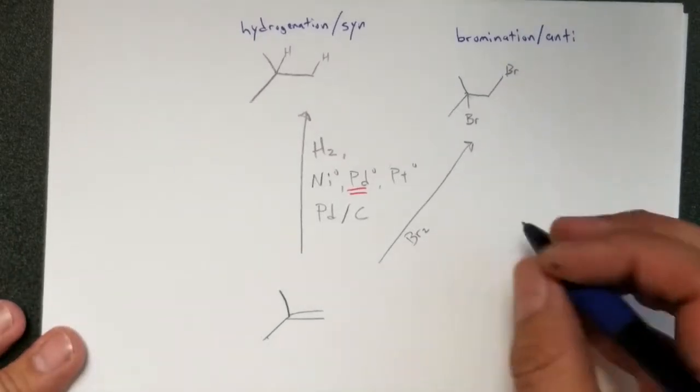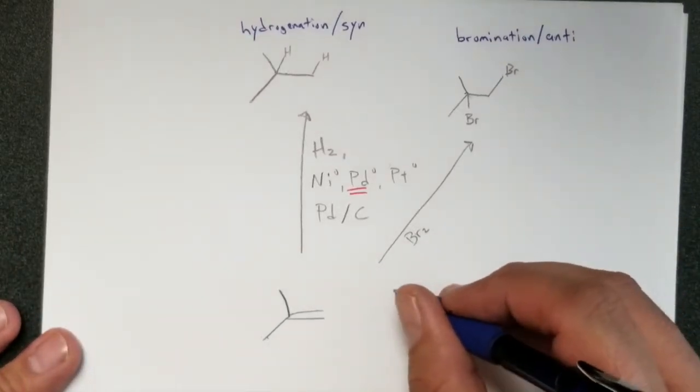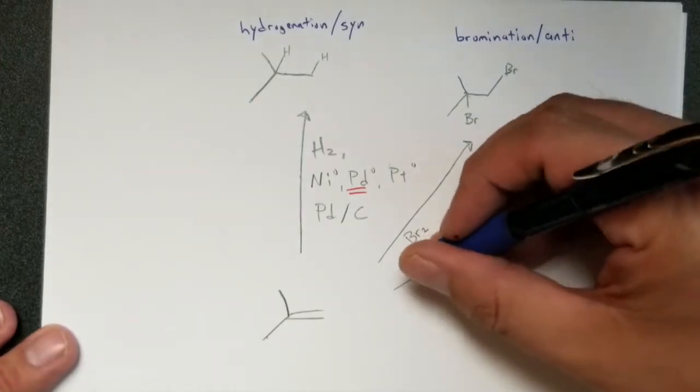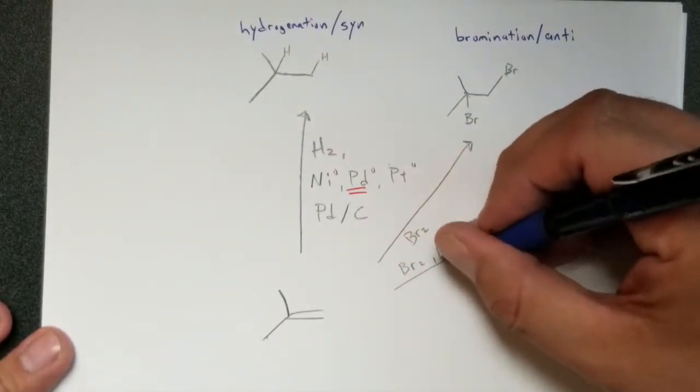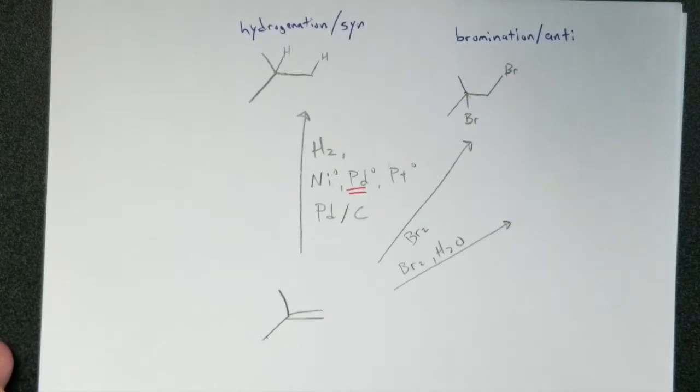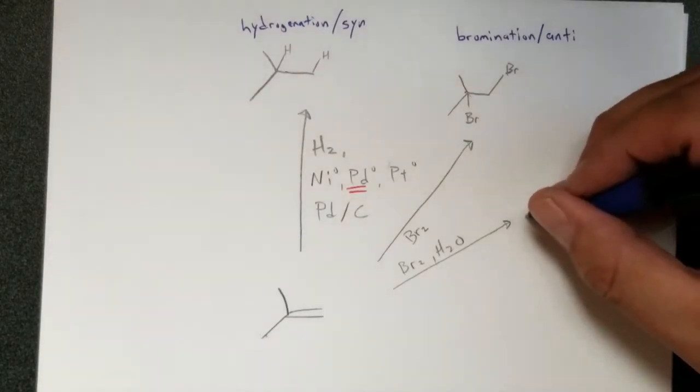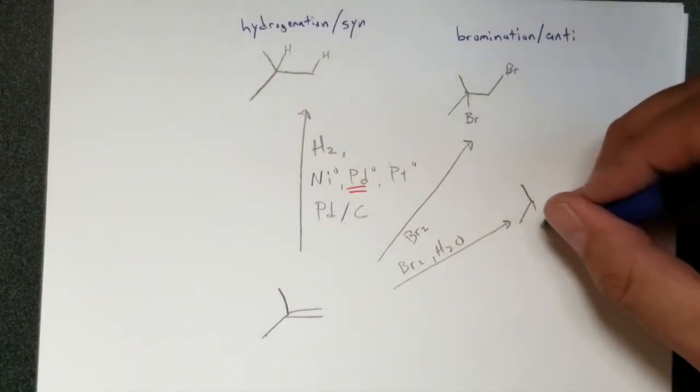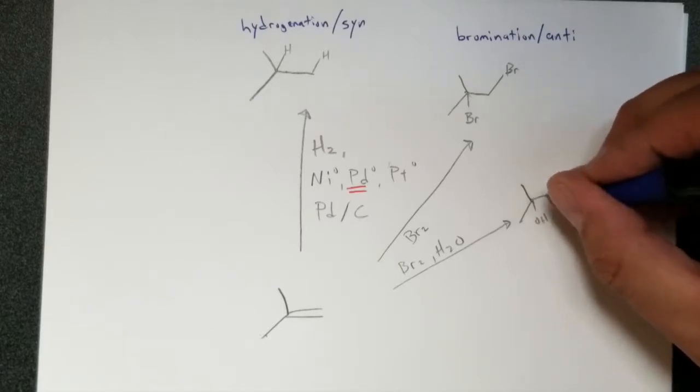All right, so what if we have Br2 and water? What is different about it? You get a Br and an OH, and where does the OH go? More substituted. All right, so I'm going to show the OH on the more substituted carbon.